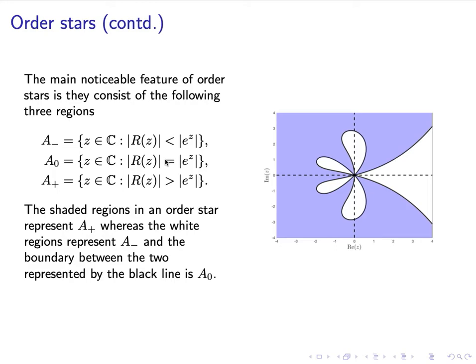Okay, a couple of notable features. We can split our order star into three kinds of regions. We have A minus. Now this is a region where the modulus of the stability function is less than that of e to the z. So this is the white region here. So where you see the white region, that's where our method is relatively stable. A naught is where it's equal, so the black border between the blue and the white regions is where we have R(z) equal to e to the z, and the shaded regions, the blue regions, are where we have R(z) greater than e to the z.